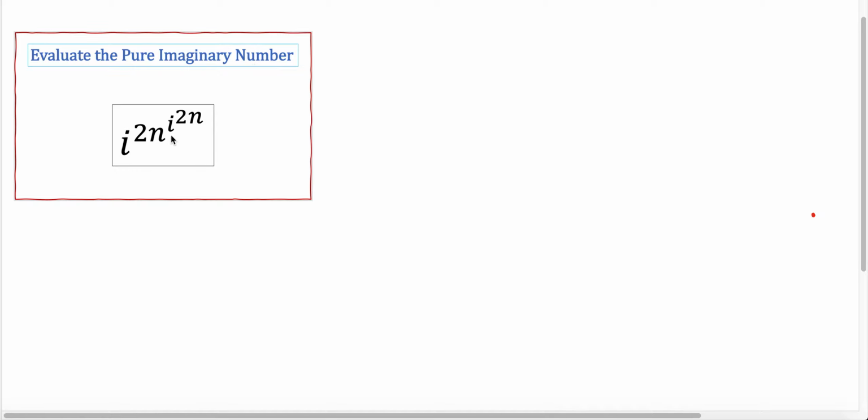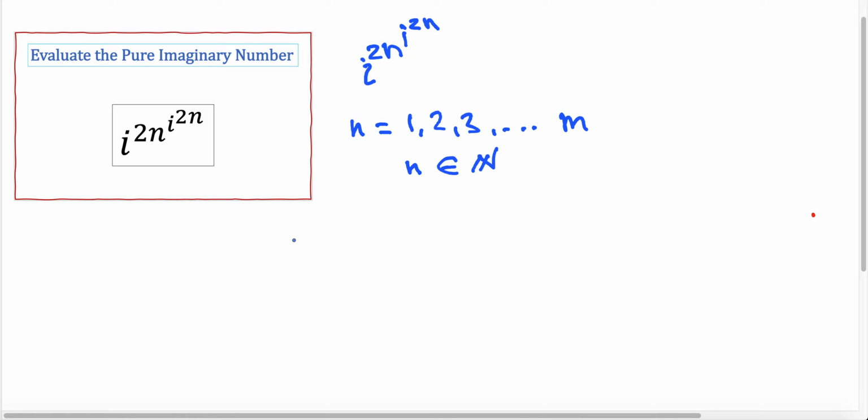A pure imaginary number, i^(2n) to the power i^(2n). So let me rewrite this pure imaginary number: i^(2n) to the power i^(2n). Let n be a natural number, so it's 1, 2, 3, and it goes up to m. This means it is a finite natural number. So n is an element of the natural numbers.